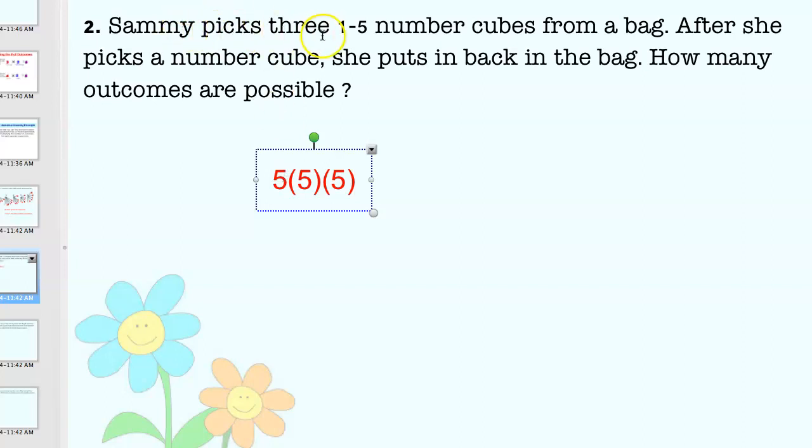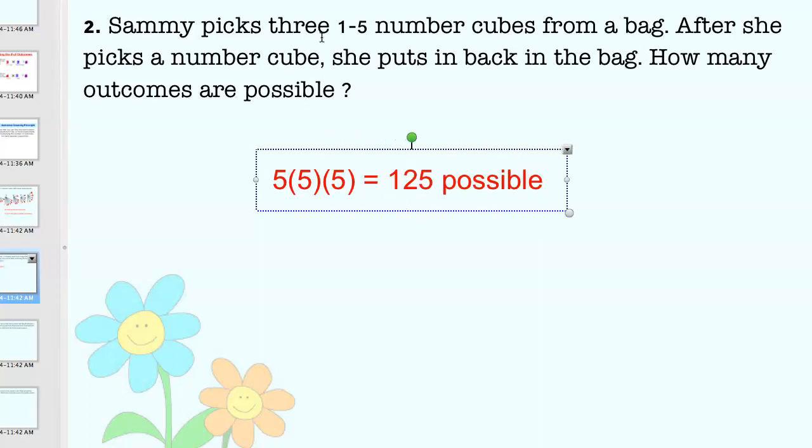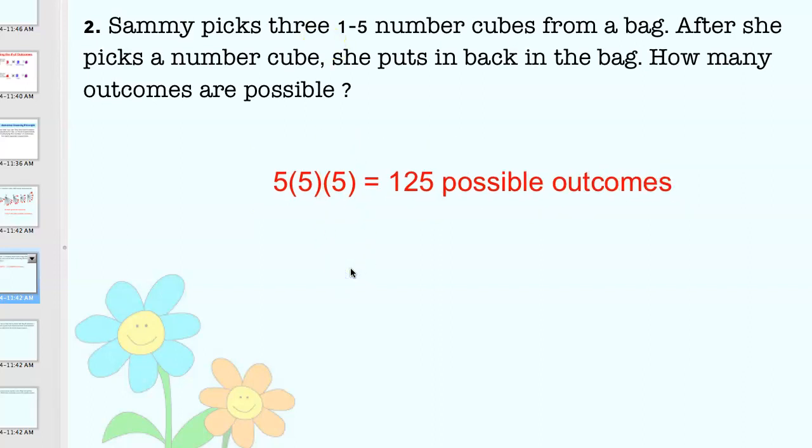So if she picks 3 times, that's 5 times 5 times 5. She has a total of 125 possible outcomes. I would not want to create a tree diagram with 125 possible outcomes. That would be a very big tree diagram. So this is a lot easier to do. Now, it doesn't list all the outcomes, but I know that there are 125 possible outcomes.